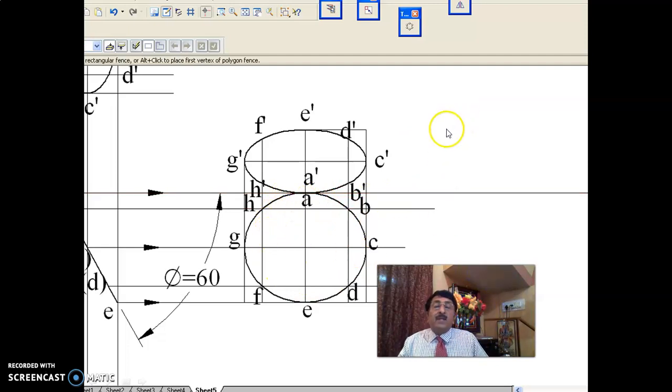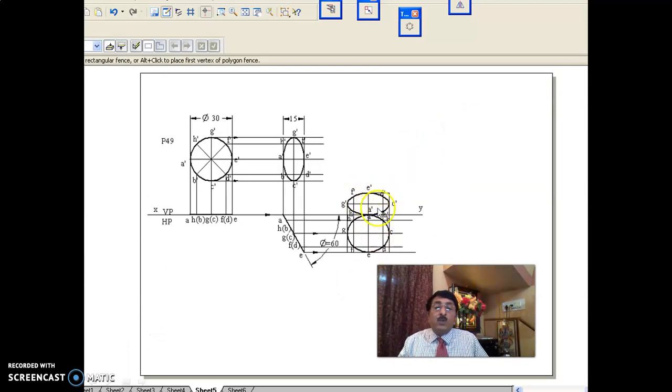Where is the final top view? Once you do this, when you are looking from the top, how it appears in the top view has to be drawn. This is how you have to complete a very good problem under circular lamina, front view starting.